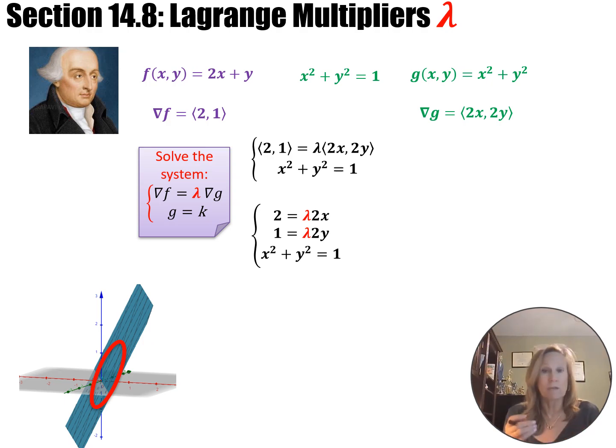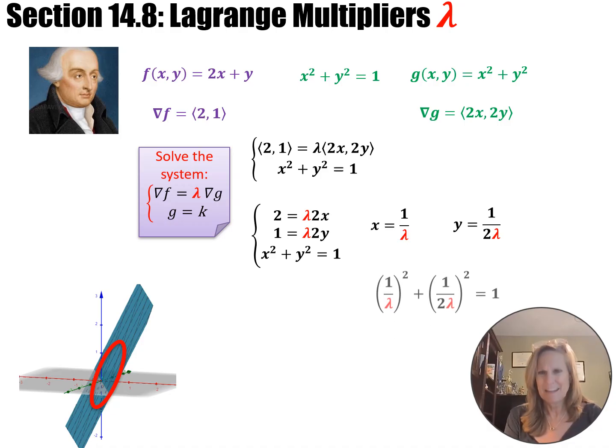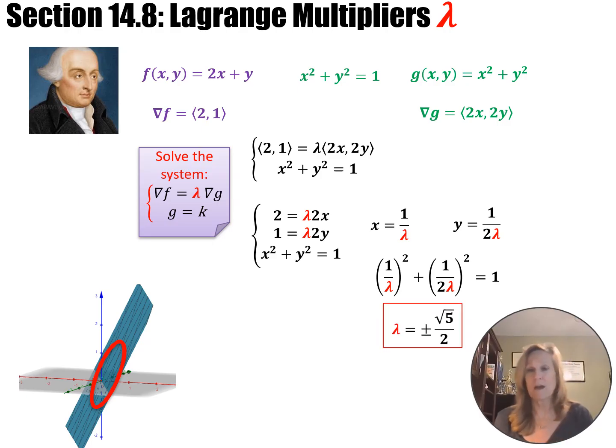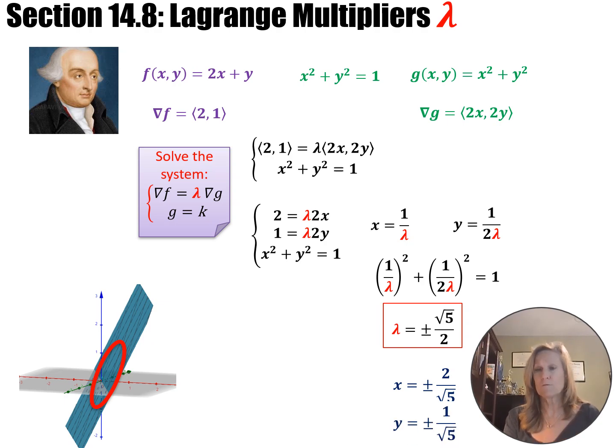And then since my constraint equation only has x's and y's in it, I'm just going to solve for lambda, resubstitute, okay? So there I solved for x in terms of lambda. I solved for y in terms of lambda, plugged into my equation, and got a value for lambda. Plus or minus root 5 over 2. Don't forget your plus or minus. Now I'm going to take these values and plug back into x and y, and I got x was plus or minus 2 root 5, y was plus or minus 1 root 5, but I'm not done, right? I'm not done.